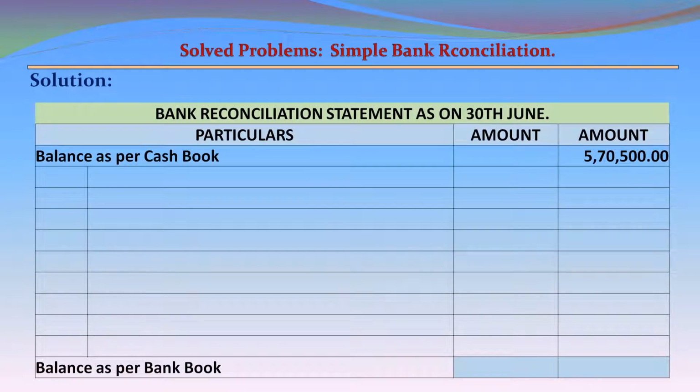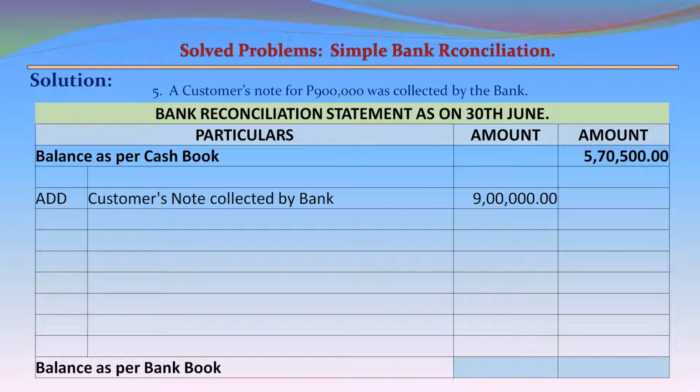Bank reconciliation statement as on 30th June. Particulars: amount inner column, amount outer column. Balance as per cash book 570,500. Let us record the adjustments. First let us record all the adding items like adjustment 5. A customer's note for 900,000 was collected by the bank. This is collected by the bank directly, so we have not recorded this in the cash book. So we have to add this amount to our cash book balance. So add customer's note collected by the bank 900,000.